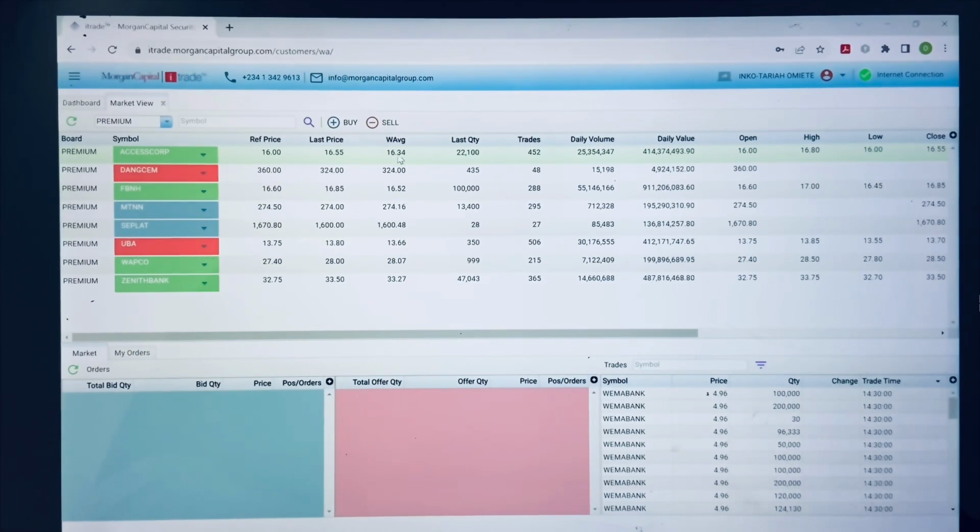Okay? Then last quantity: this person, this price you are seeing, that is the last price. How many stocks did the person buy?